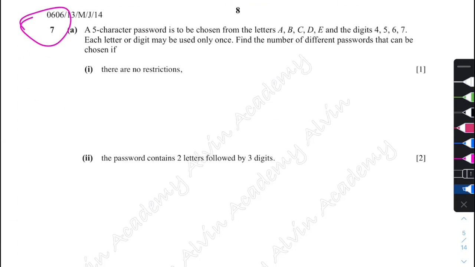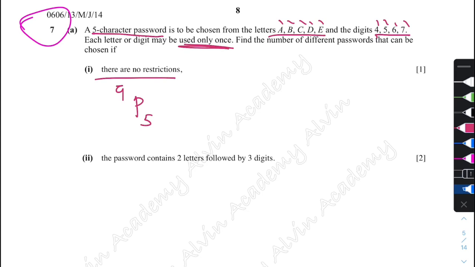So good. Let's look at this particular question. It says that you have a 5 character password that is to be chosen from these 5 letters and then these 4 digits, right? Each letter has to be used once. Find the number of different passwords that could be chosen if there are no restrictions. Well, if there are no restrictions, how many characters do you have? 1, 2, 3, 4, 5, 6, 7, 8, 9. So that's 9 permutation 5.